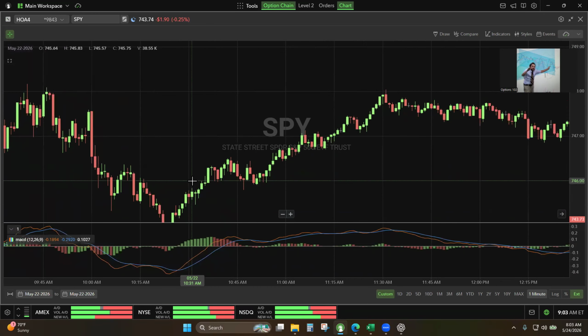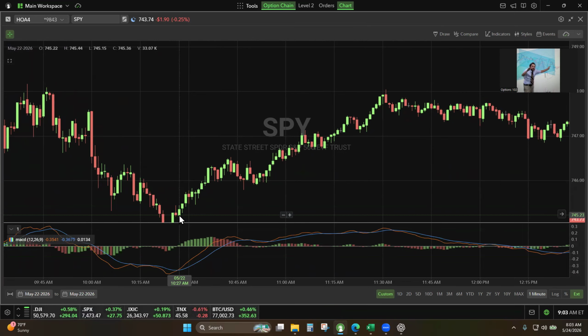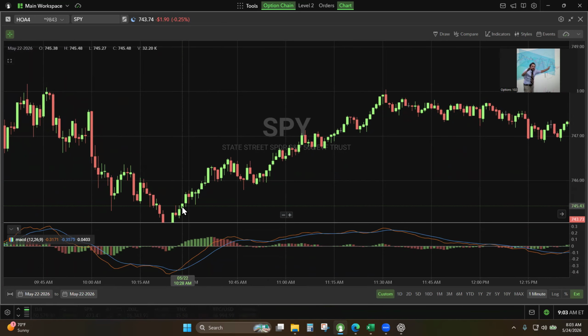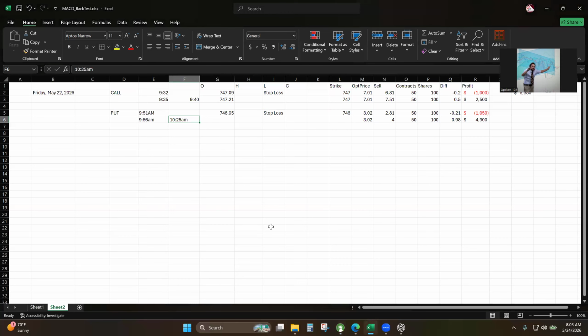Let me zoom in here. There's the crossover, right there. Okay, and I've got a green candle. I'm probably getting in on this green candle since it opens above the high of that one. So I'm going to get in right here at 10:28 a.m. I'm going to do call options.